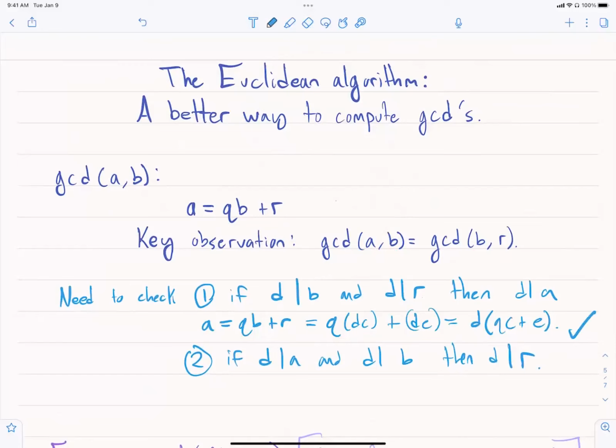Conversely, I can do the same thing over here in the second one. So if D divides A and D divides B, I want to see it divides R. So I can do the same thing. I just have to first rewrite A equals QB plus R as R is equal to A minus QB. Okay, and then I'll just factor out a D from B and factor out a D from A, and I'll find that D divides R.